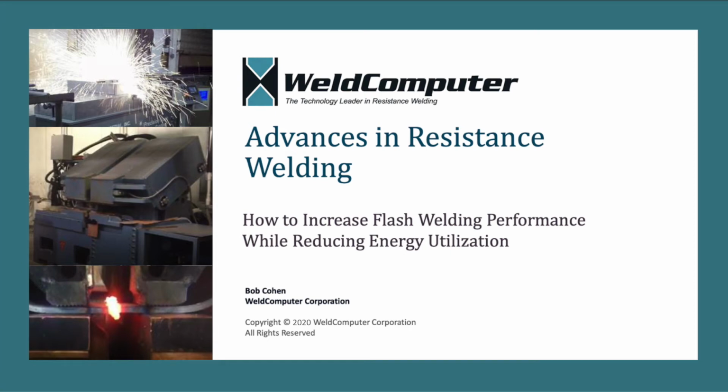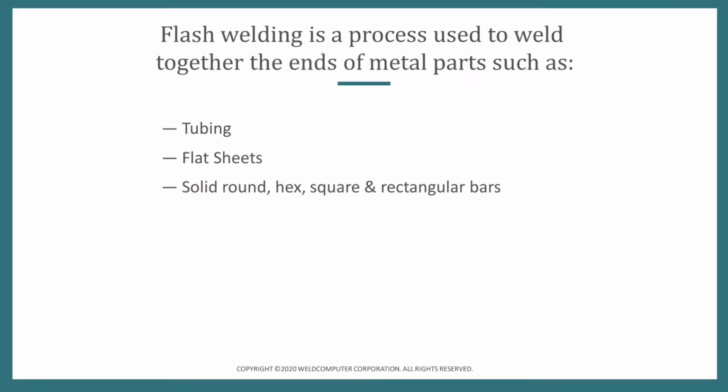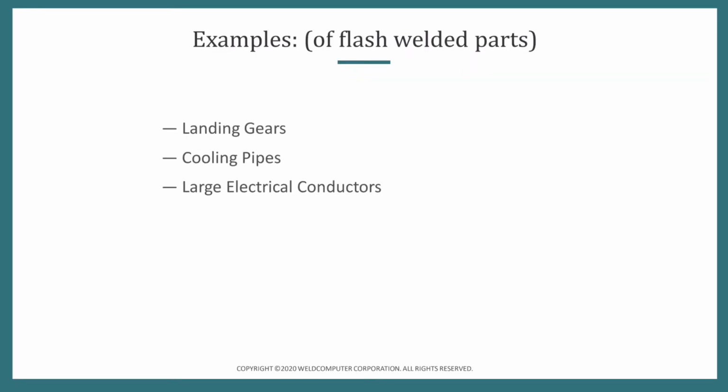Well, we haven't heard anything about flash welding during this symposium, so I thought maybe I would throw something in on it. You weld things like tubing, flat sheets, solid, round, hex, square, rectangular bars. Some examples are landing gears, cooling pipes, large electrical conductors.